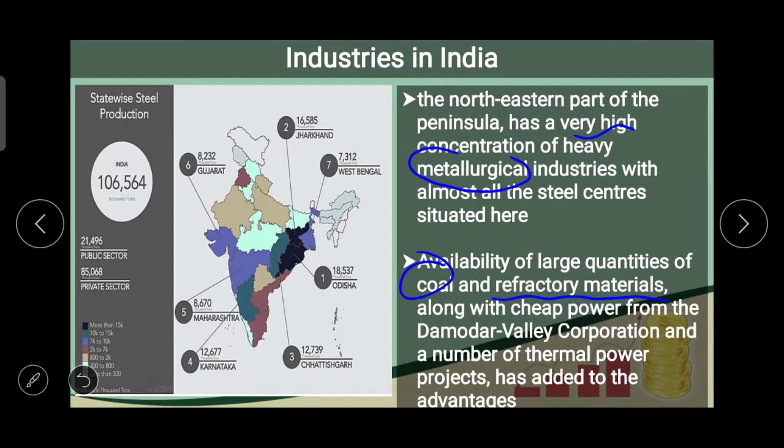So the thing which is very important when we talk about the industries is the electricity. इलेक्ट्रिसिटी अगर चीप मिलेगी और ज़्यादा से ज़्यादा मिलेगी, चीप रेट में भी मिल रही है और कंटिन्यूस मिल रही है, तो इंडस्ट्रीज उस एरिया में डेवलप हो जाती है.